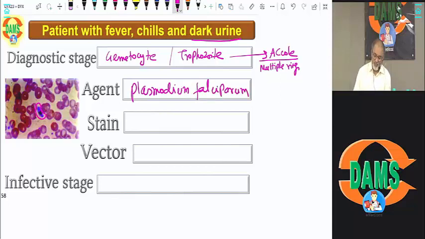What stain? Giemsa stain. Old stain. Don't remember the history, remember Giemsa stain. It's a $1 million question. What is the vector for malaria? Don't say Anopheles mosquito. Say female Anopheles mosquito.